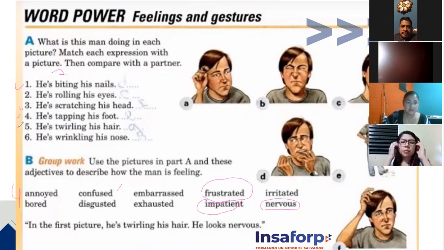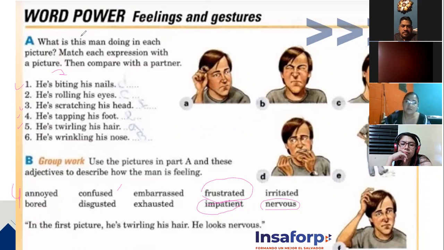I'm going to ask Nubia with number 5. Read it, please. He's twirling his hair. Okay. Do you do that, Nubia? Letter A. Maybe he's confused? Hmm. Okay, so you nervous? It might be, right?